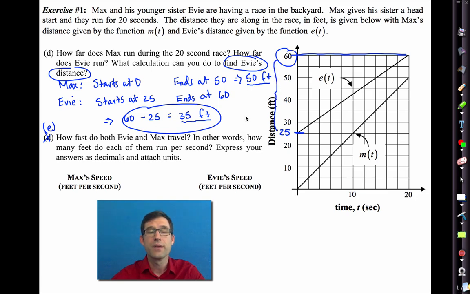So finally, in letter E, it asks us how fast do both Evie and Max travel? In other words, how many feet do each of them run per second? Express your answers as decimals and attach units. Okay, so I'm gonna ask you to pause the video right now and try to come up with their speeds. I think intuitively you're going to know how to do this. All right, so why don't you go ahead?